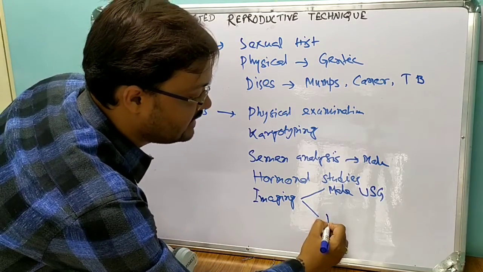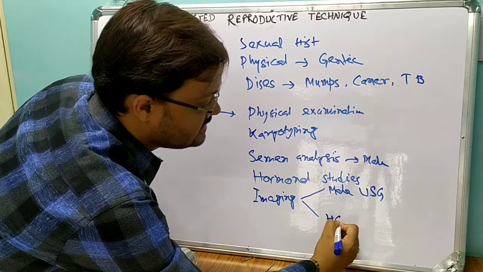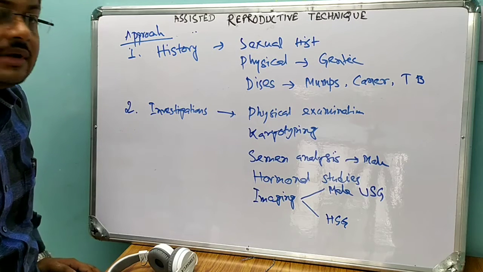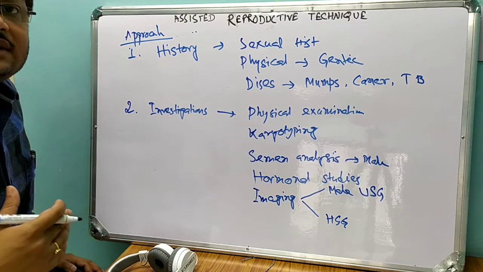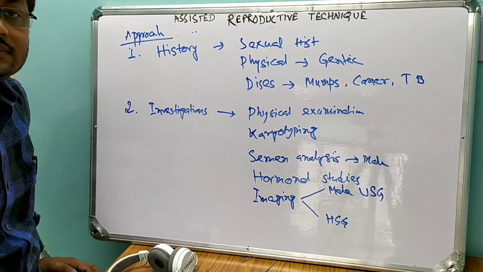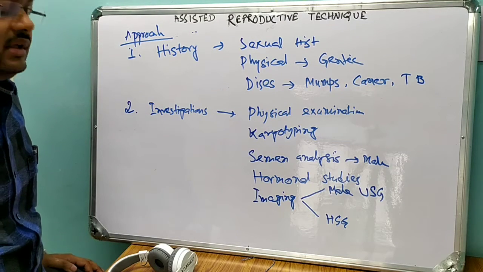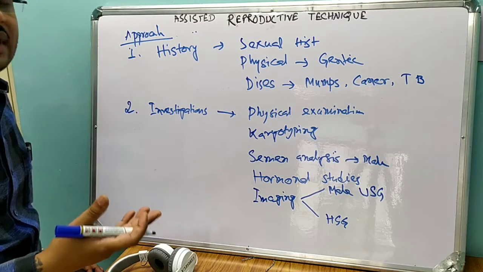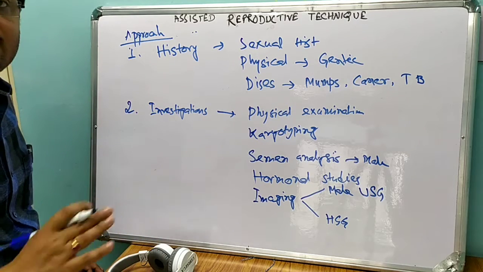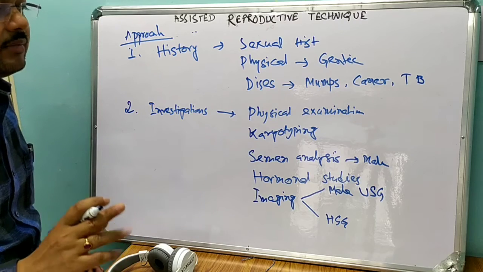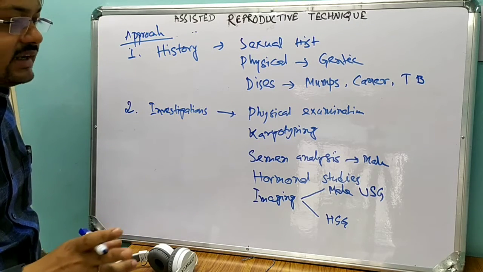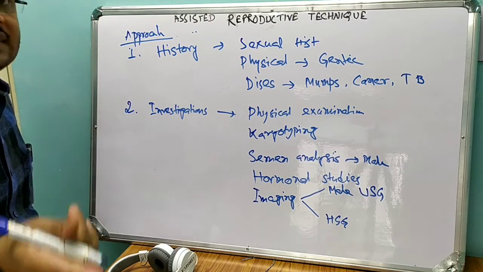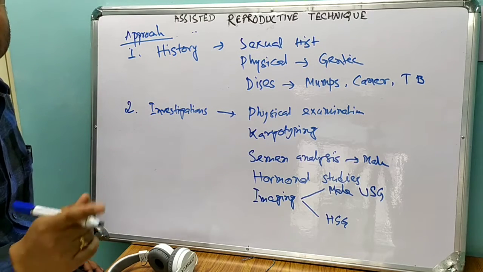First of all, a very common one is HSG, hysterosalpingogram. In a hysterosalpingogram, we inject some dye inside the uterine cavity, and after that we do an X-ray, and with the injected dye you can appreciate the interior of the uterus. Number two, the connectivity of the fallopian tube. If after giving the dye, the dye goes inside the abdominal cavity, that means the fallopian tube connection is intact.